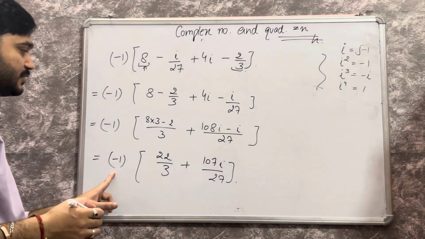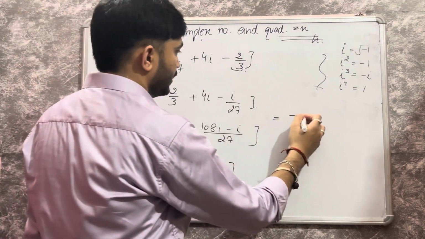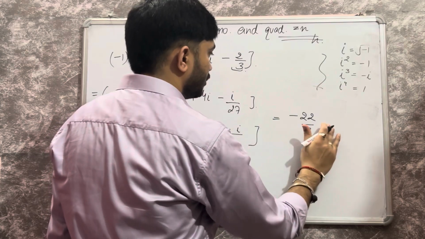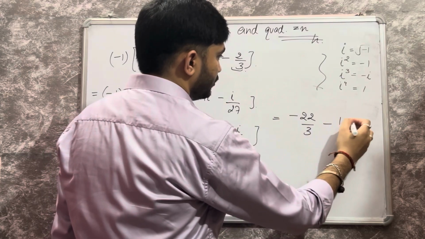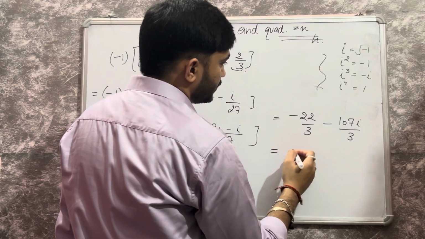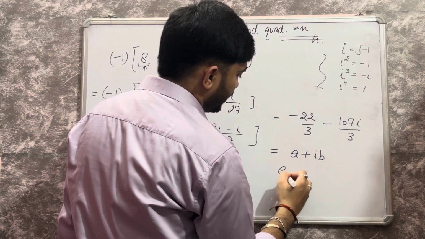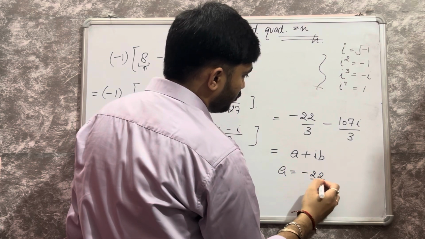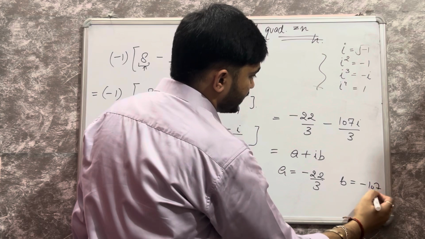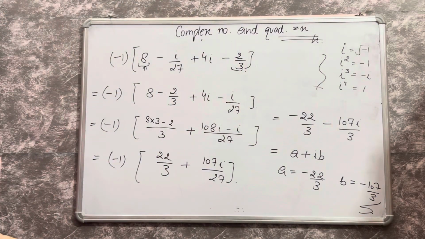Multiply this minus 1 into the bracket and you will get the answer, that is minus 22 by 3 plus minus 107 iota by 3. This is the answer in the form of a plus iota b, where a is minus 22 by 3 and b is minus 107 by 3. Any doubt? You can take the screenshot.